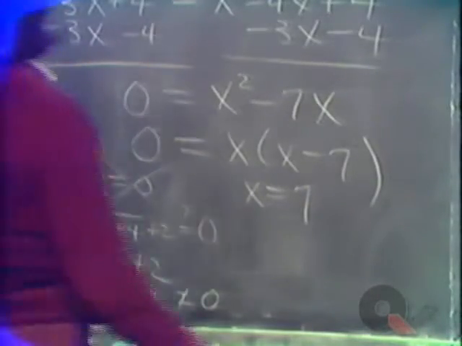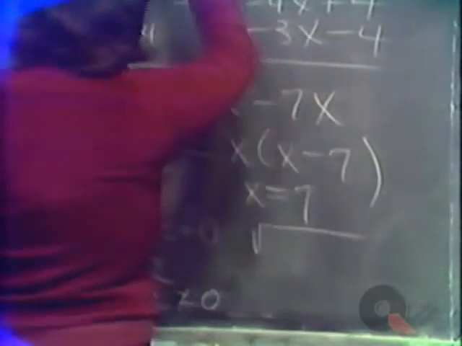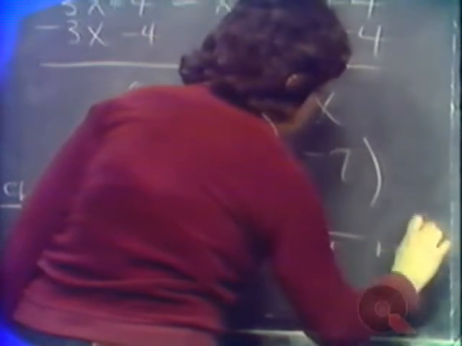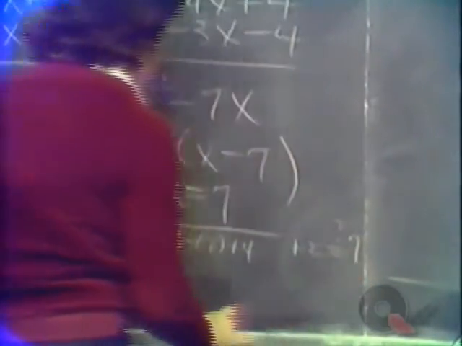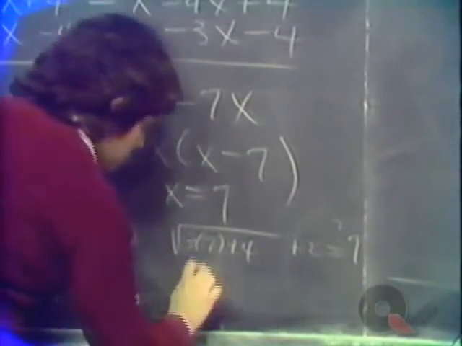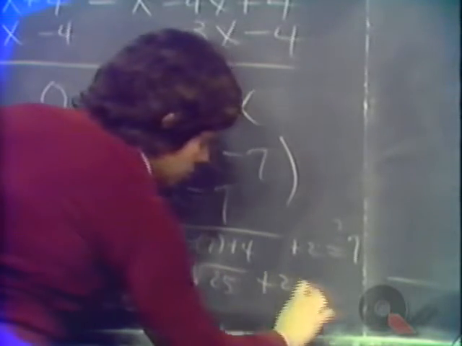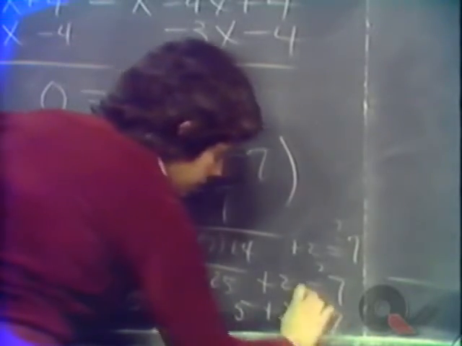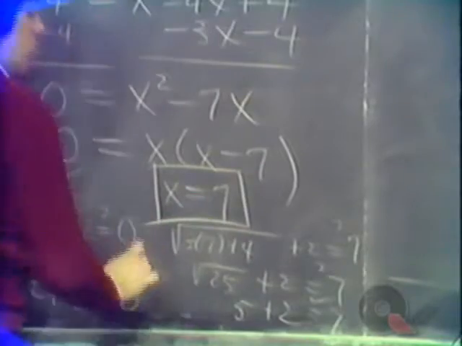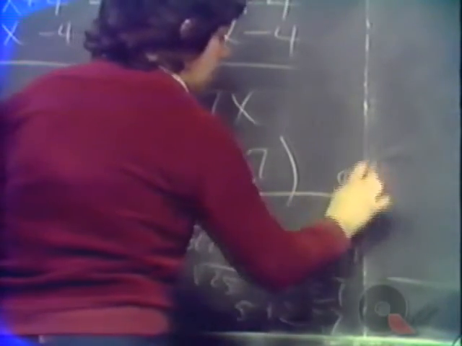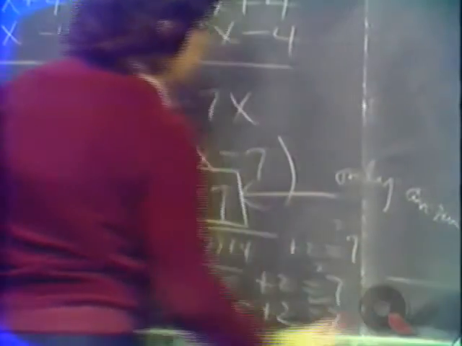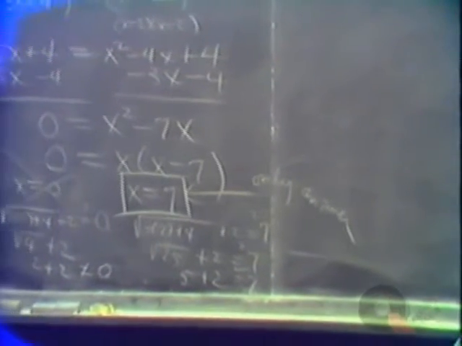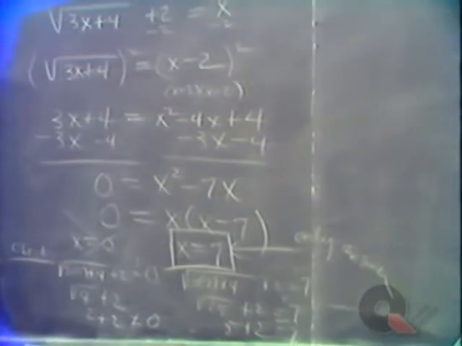Now we try x equals 7, and we get the square root of 3 times 7 plus 4, plus 2 should be equal to x, which is 7. And here we have the square root of 21 plus 4, the square root of 25, plus 2 should be equal to 7. And 5 plus 2 does equal 7. And this is the only solution, the only answer. You see, there were both solutions to the equation after we'd squared both sides, but not to the original equation involving the square root.